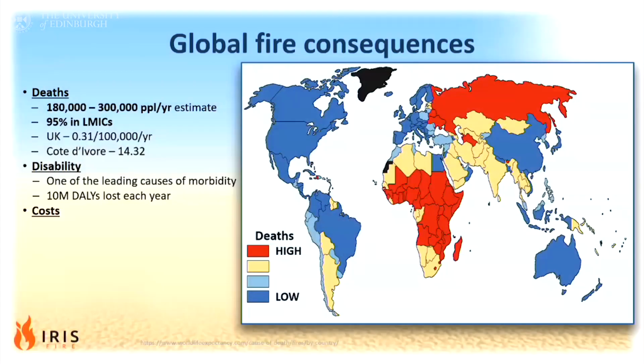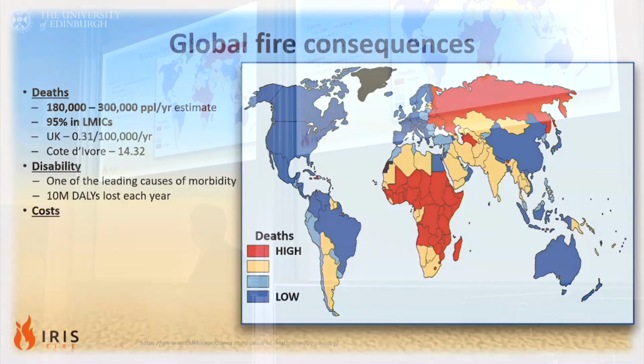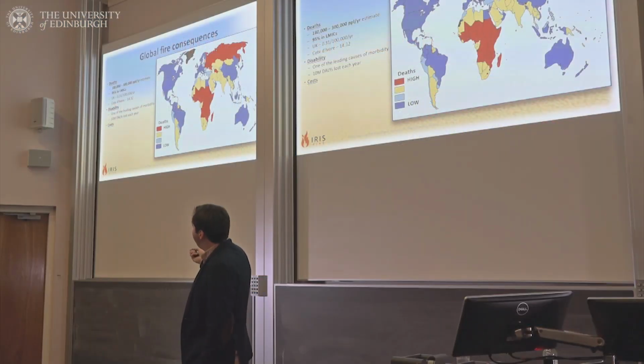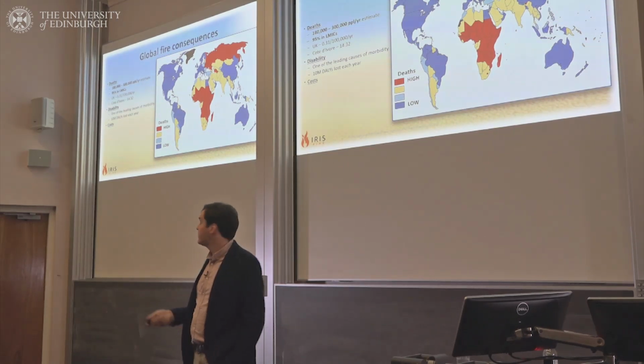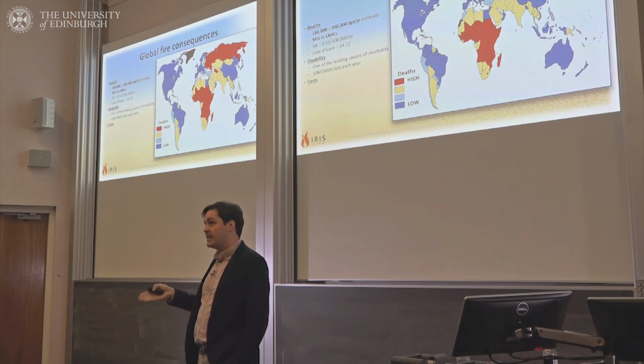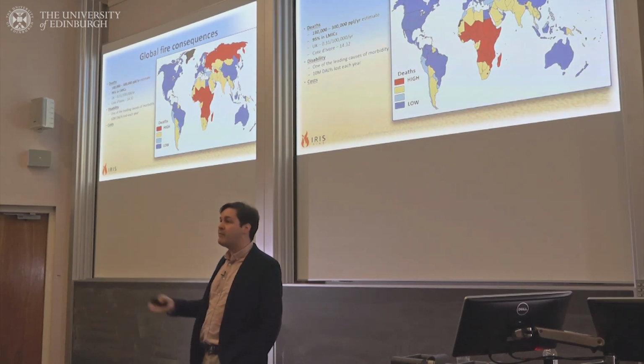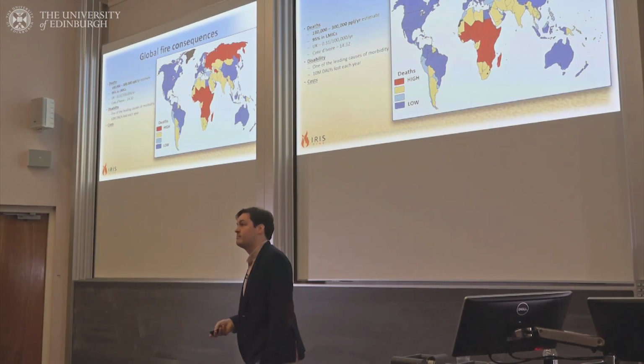And then we think about disability. A consequence of fire is not just necessarily death, it's also about morbidity. You might lose a limb or be scarred, both psychologically and physically, from fire. And there are around 10 million disability adjusted life years lost. That's what a DALY is, a disability adjusted life year lost every year due to fire.